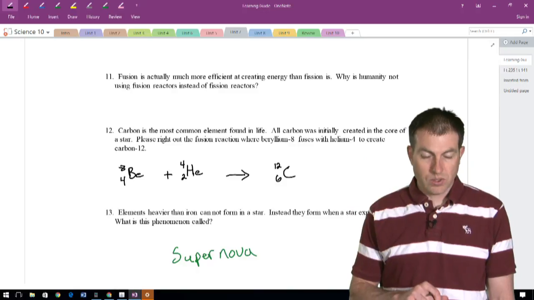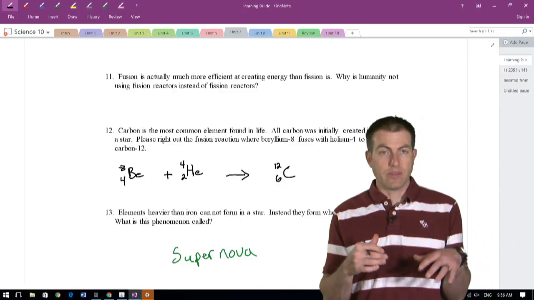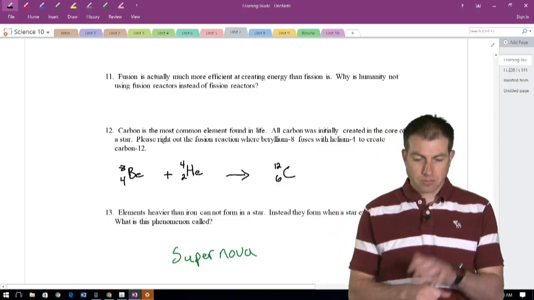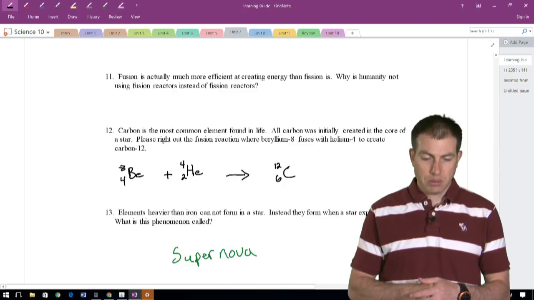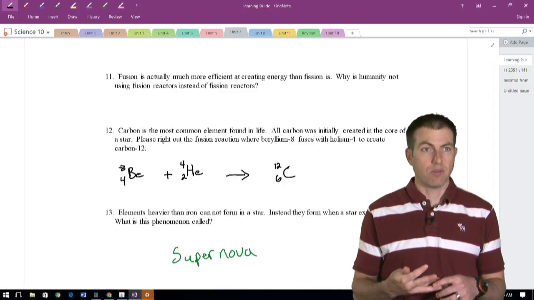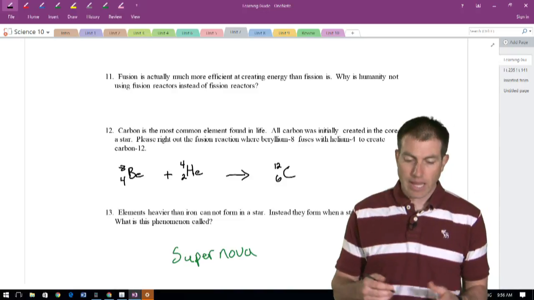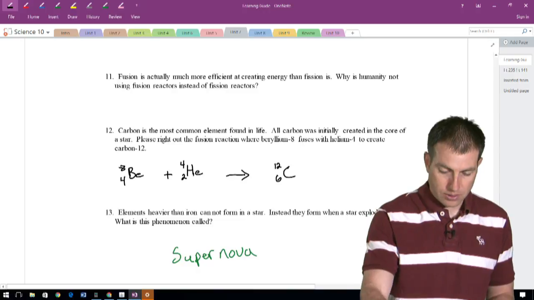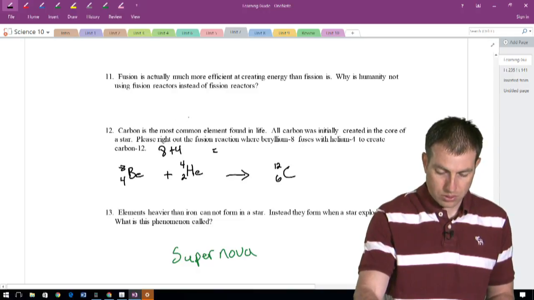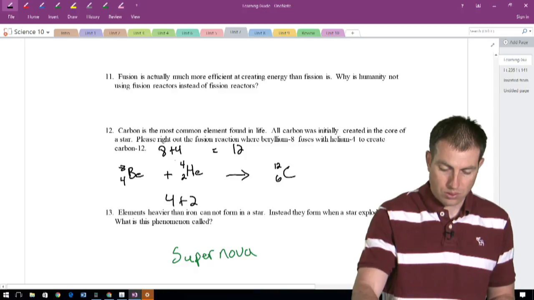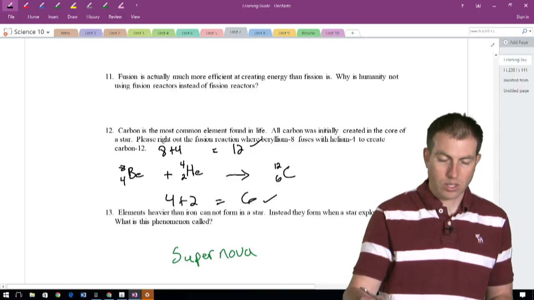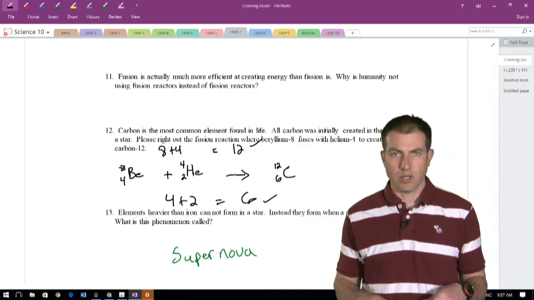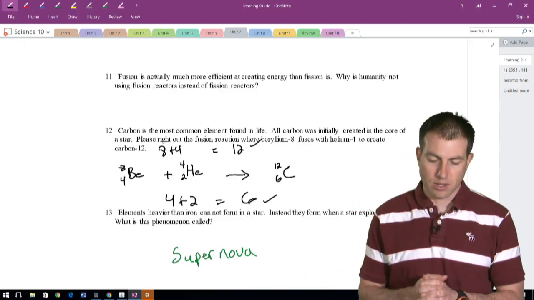So is there anything else involved here? I should check my math to make sure no neutrons or protons have been left out. If we look at the top line, 8 plus 4 is 12, and the bottom line, 4 plus 2 gives me 6. So I don't have to add anything to this. There's no additional protons, neutrons. Everything works out in terms of the math. So that's it, the equation. That's all I have to do. There's nothing fancy going on, no extra protons flying out or neutrons or anything like that.